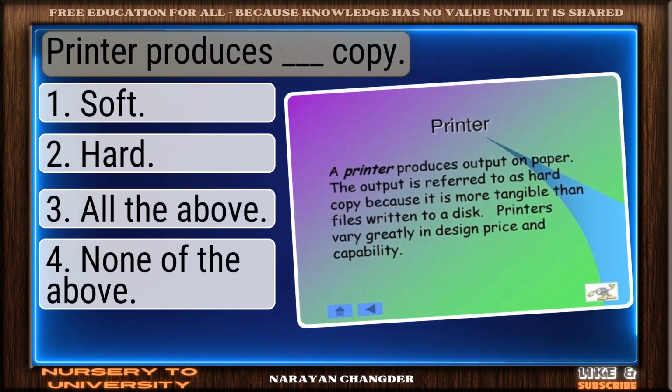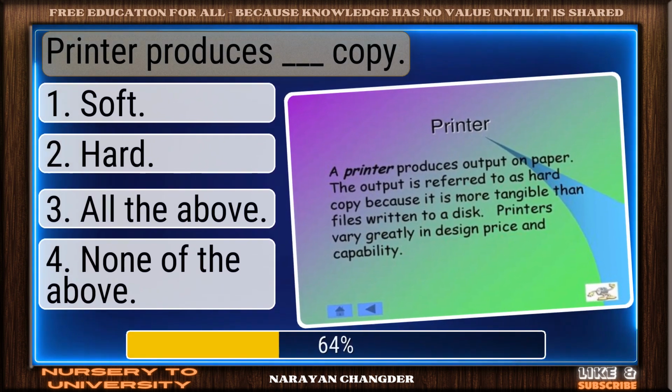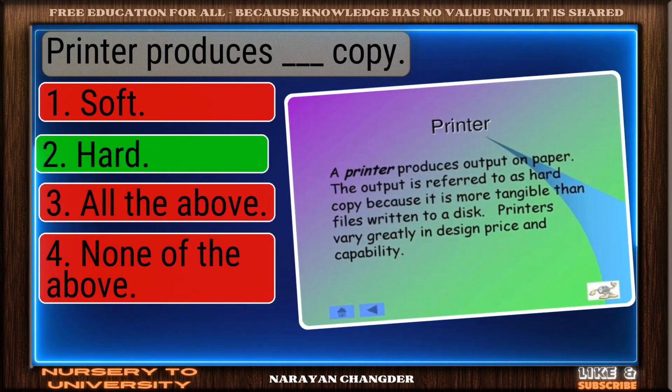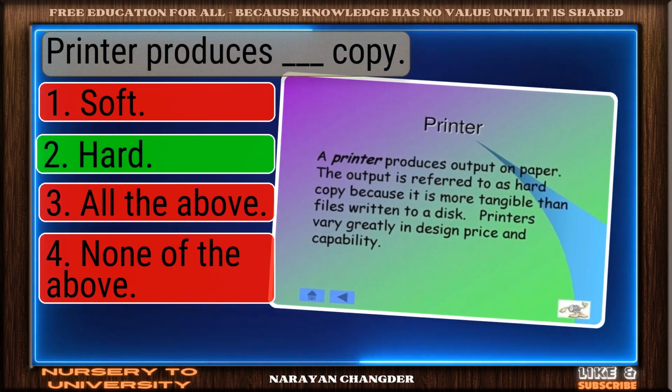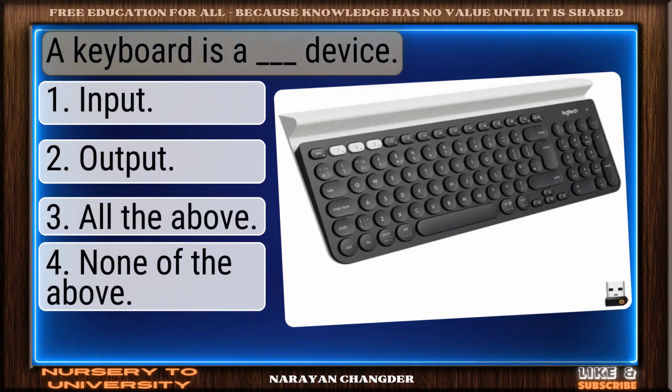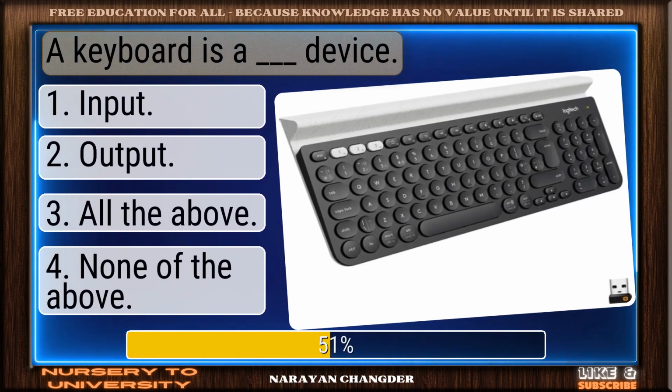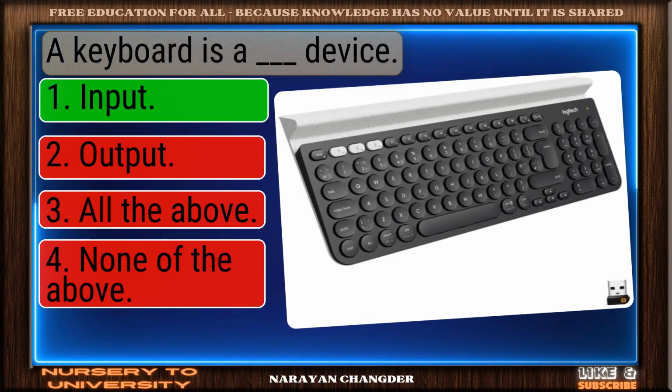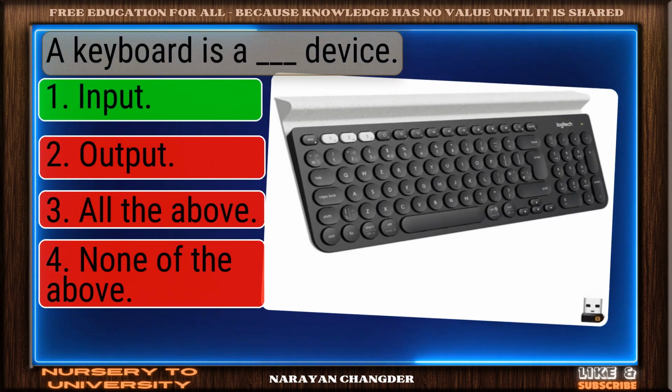Printer produces dash as copy. Nicely done. Hard is a solid answer. A keyboard is a dash device. Smart pick. Input is the correct choice.